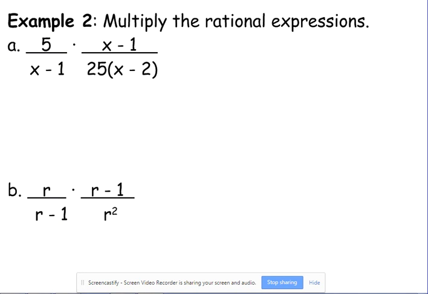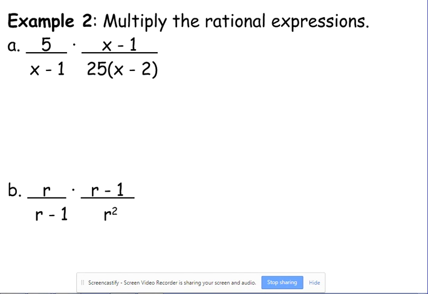All right, if we've got 5 over x minus 1 times x minus 1 over 25 times x minus 2, and we want to multiply, and when we multiply, we also want to simplify. So it's just like multiplying fractions. Multiplying fractions that just have numbers in them, you multiply straight across the top and you multiply straight across the bottom, but we don't actually want to multiply it out.